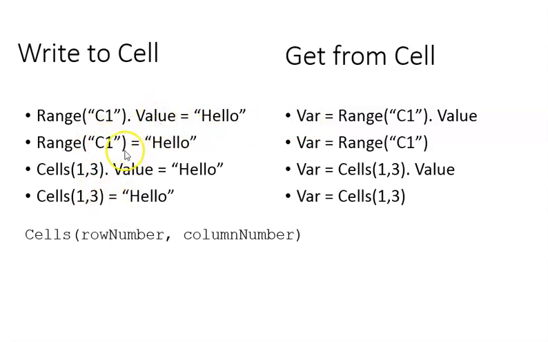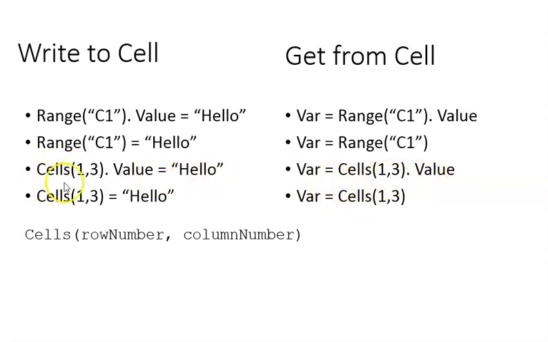You can eliminate Value, it would do the same for you. You can also use Cells, parentheses, number of row, and then number of column. Row number, column number. So notice that this is different from this one. Here you enter the letter for column and number of row, but here you need to enter the number of row first and then the number of column. So these commands also do the same when you want to get from a cell in the spreadsheet.